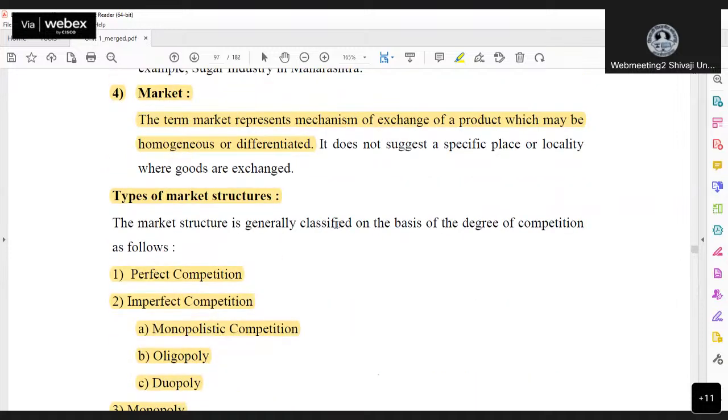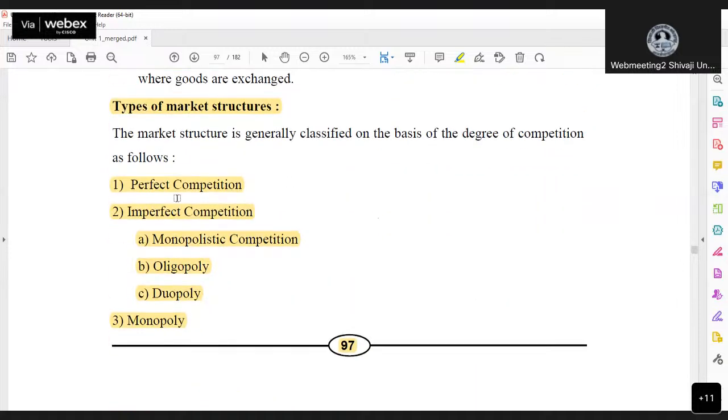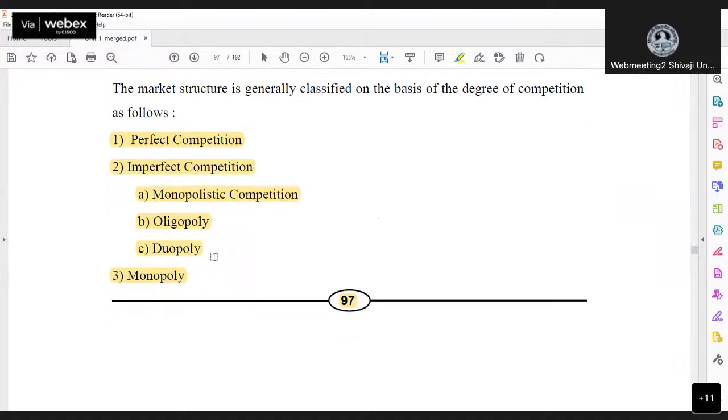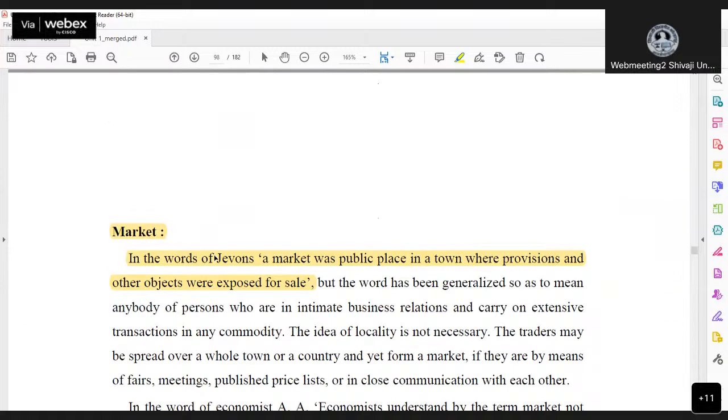Then the types of market structure. Which are those types? Perfect competition and imperfect competition. Under imperfect competition there are monopolistic competition, oligopoly, and duopoly, and the next, third, is monopoly.